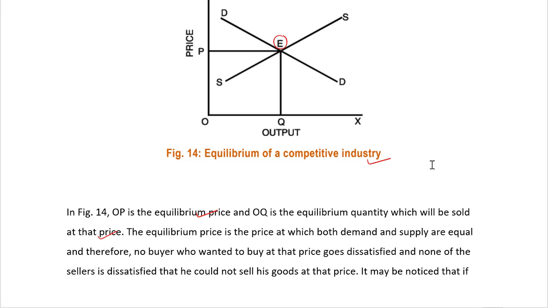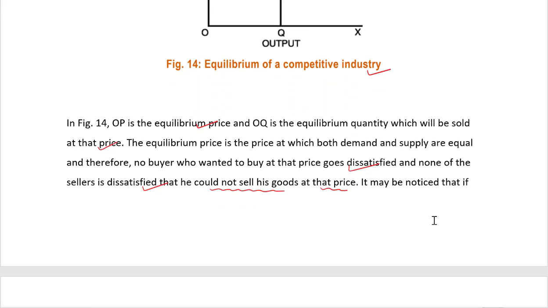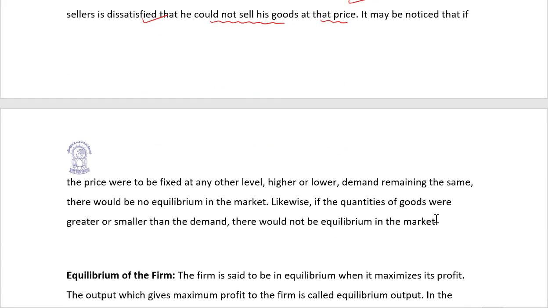The equilibrium price is the price at which both demand and supply are equal, and therefore no buyer who wanted to buy at the price goes dissatisfied, and none of the sellers is dissatisfied that he could not sell his goods at that price. It may be noticed that if the price were fixed at any other level, either higher or lower, demand remaining the same, there would be no equilibrium in the market. Likewise, if the quantity of goods were greater or smaller than demand, there would not be equilibrium in the market.